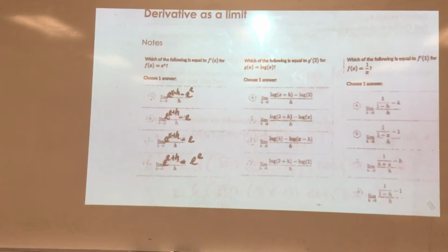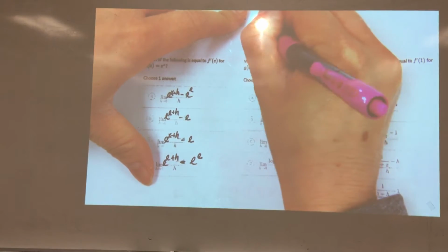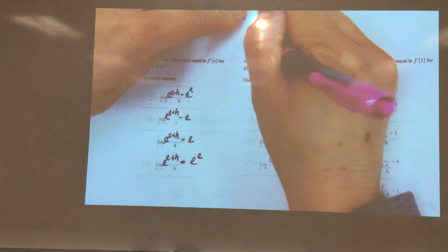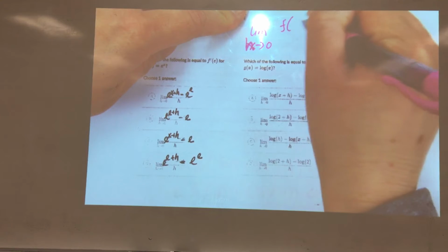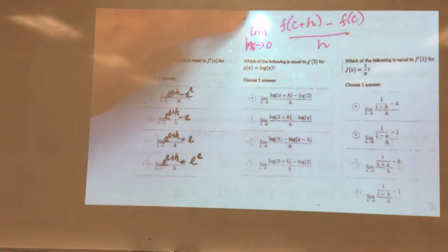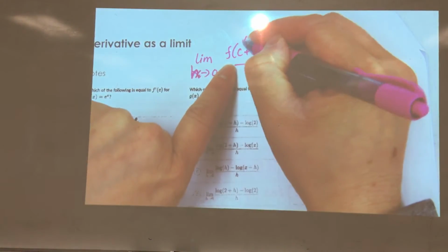Alright, so right now we're going to look at derivative as a limit, okay? So limit, if we recall, a limit at a point is h approaching 0 of f of c plus h minus f of c over h. Or sometimes you will see this at a specific point.